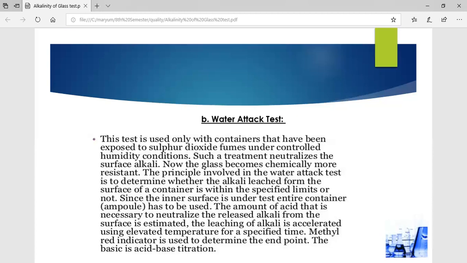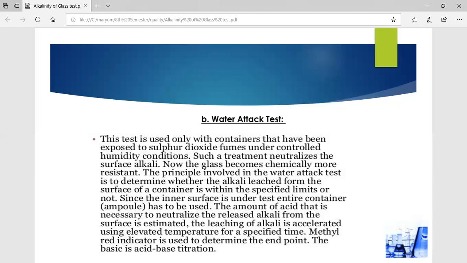Like we have treated the soda lime glass with the sulfur dioxide, and we have said now this is a resistant glass, but we have to test whether this glass is now resistant or not. So to check the nature and the chemical inertness of the type 2 glass, we will perform the water attack test on the type 2 glass. Okay, so this is the water attack test for the type 2 glass. To test whether the process of neutralization of the type 3 glass with sulfur dioxide to type 2 is done or not, we perform the water attack test on the type 2 glass.